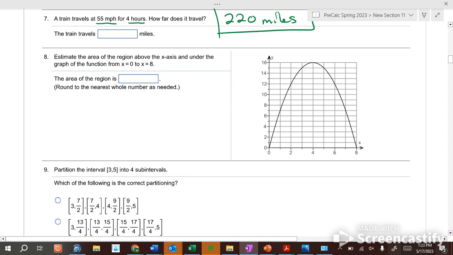Then we got this. The region under the curve. Next year in calculus, I'll teach you a shortcut to this, but not today. 1, 2, 3, 4, 5, 6, 7, 8, 9, 10, 11, 12, 13, 14, 15, 16, 17, 18, 19, 20, 21, 22, 23, 24, 25, 26, 27, 28, 29, 30, 31, 32, 33, 34 full squares.